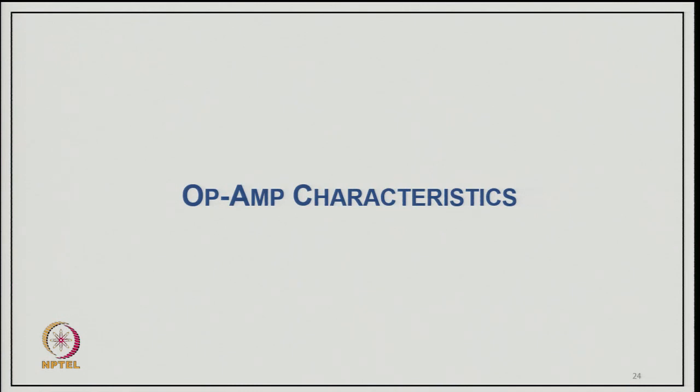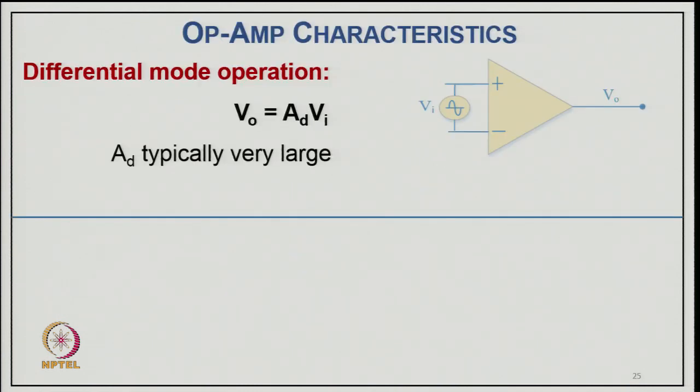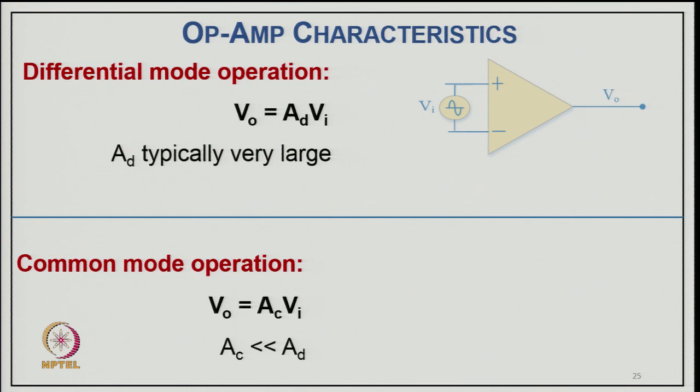Now, coming to the characteristics of this operational amplifier, we have the differential mode operation, where between the two terminals we provide the differential input signal. So, V output is equal to AD times VI, where AD is typically a very large gain by which it gets amplification, and we have the output terminal. And in common mode operation, V output equals AC times VI, and AC is much less than AD. You can see here the input and the output corresponding to AC, and it is by AD here.